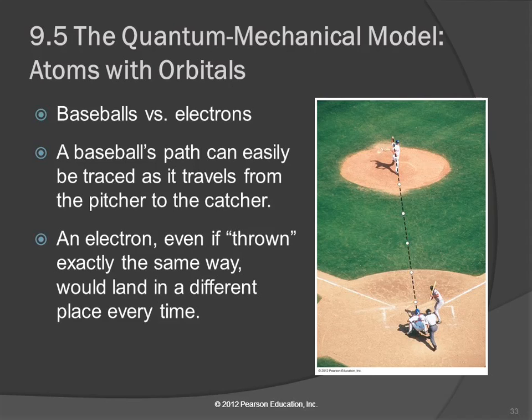If you were able to throw an electron in the same way that you can throw a baseball, if you threw the electron in exactly the same way, it would not go to the same place every time. It would go to a different place every time. So, imagine a pitching machine. You set up a pitching machine, you load it up with balls, and it shoots the ball in exactly the same path every time. If you do that with electrons, they don't go in the same path.